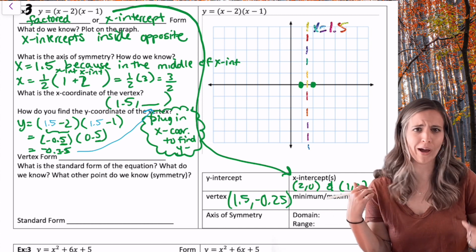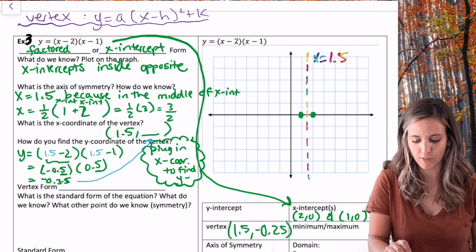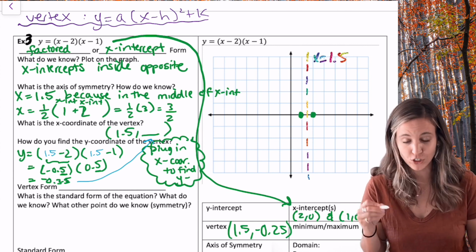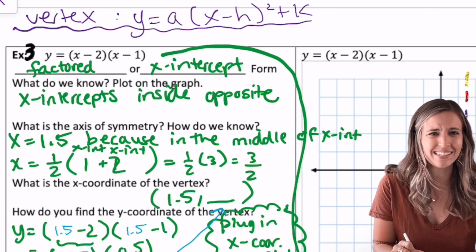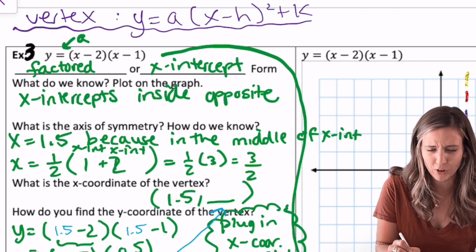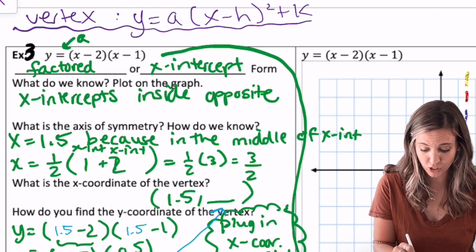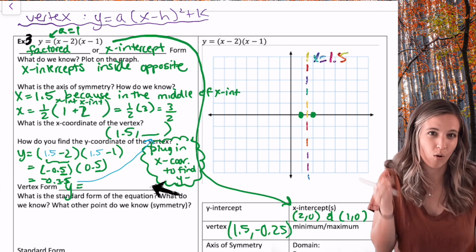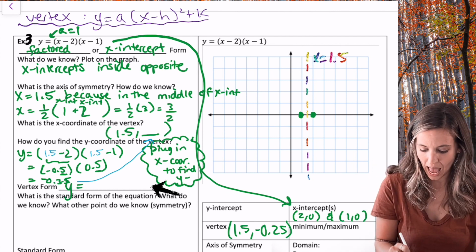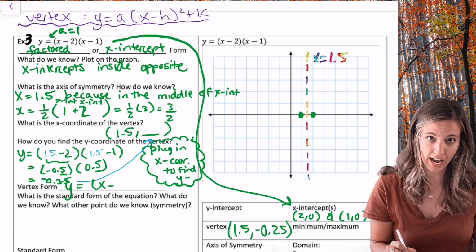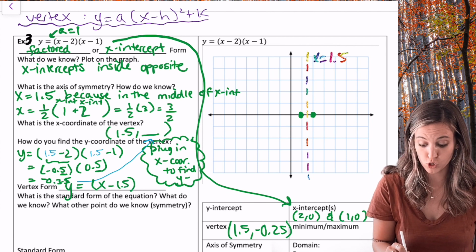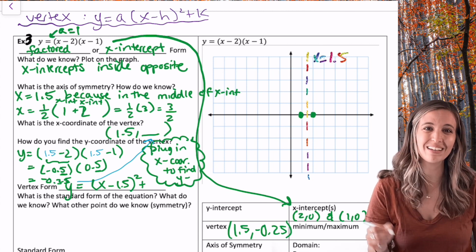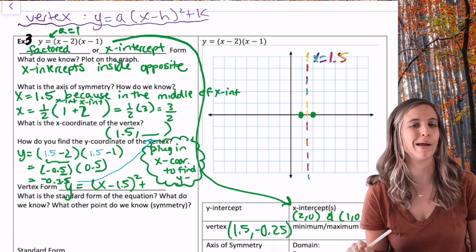So while I have my vertex, why not write vertex form? So right here, we have our vertex form, y equals a times x minus h squared plus k. Okay, well I have my h and k because I have my vertex. What's a? A is that coefficient out in front. Do I have a coefficient out in front? Well, yeah, I don't see it, but that just means that a is 1. I have a little 1 sitting there out in front. So I can write y equals 1, but I don't really need to write that, x minus my x-coordinate of my vertex, 1.5, squared, don't forget that little square, that's what makes it quadratic, plus my k is negative 0.25, so I'm going to write minus 0.25.